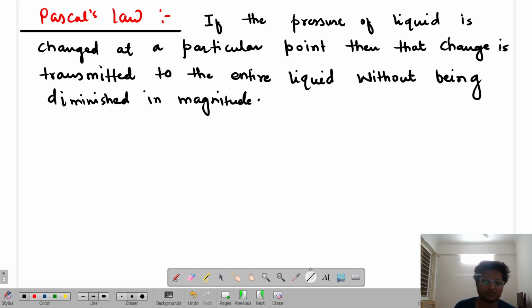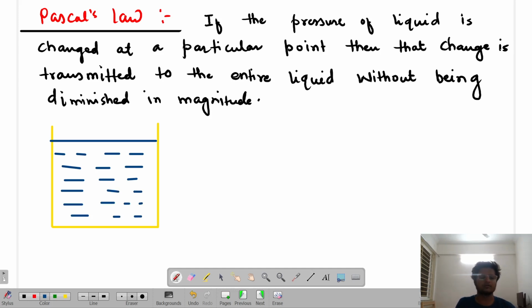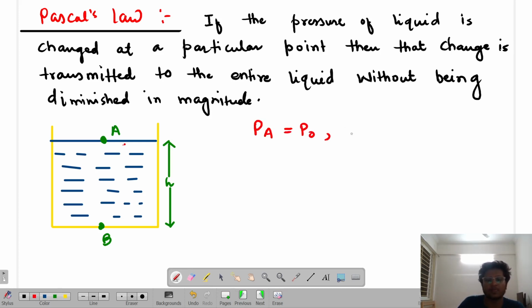So the point is very, very simple. Suppose if I have any kind of a container, and I have some liquid surface over here, then we know that let's suppose this is point A and this is point B, and the difference between point A and B is height h. Then we know that A is in contact with the air, so pressure at A is P naught. Right? Pressure at B is exactly written as P naught plus rho gh, right?